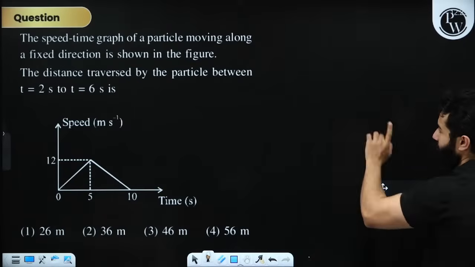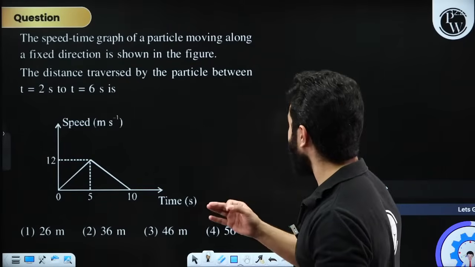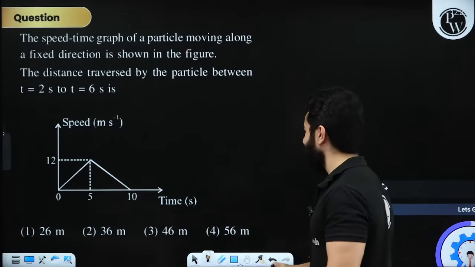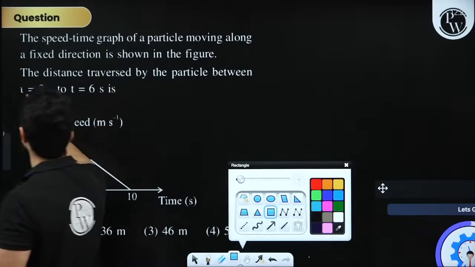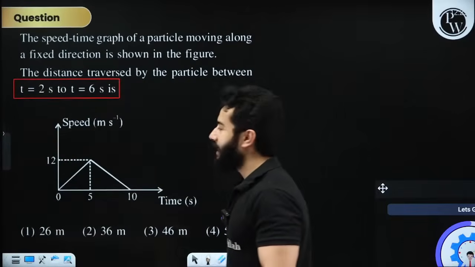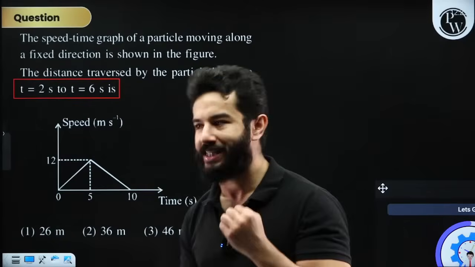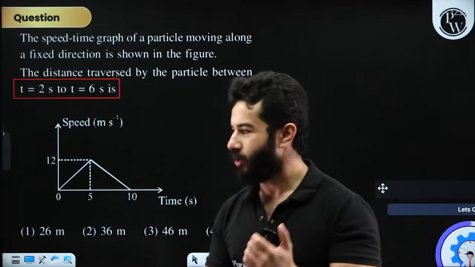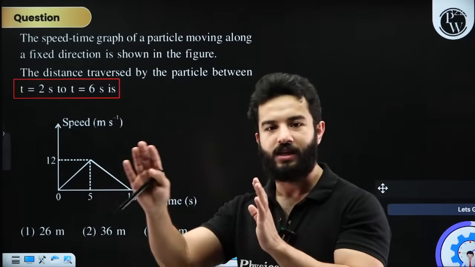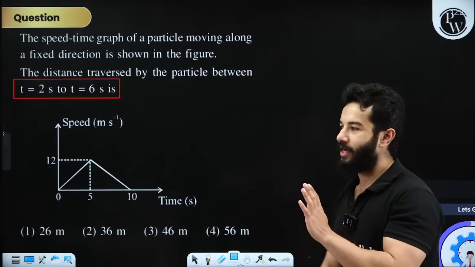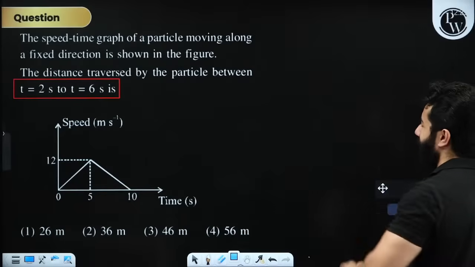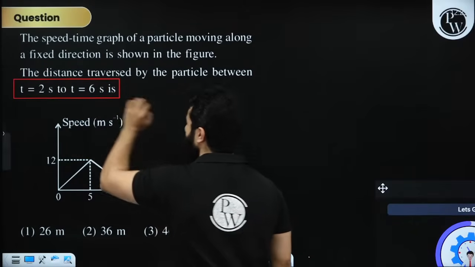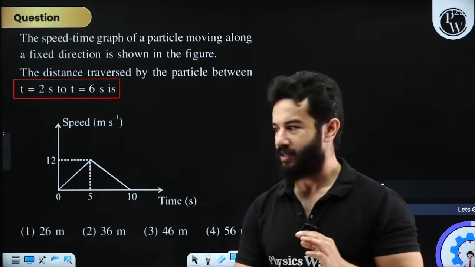Begin. In this question, they are saying the speed time graph of a particle moving along a fixed direction is shown in the figure. The distance traveled by the particle, kindly note what time interval they have given: t equals 2 seconds to t equals 6 seconds. Again, somebody is asking how to attend the poll. Simply write down your answer in the YouTube chat box. That's all. The speed time graph is given. You have to find out the distance traveled from t equals 2 seconds to t equals 6 seconds. This is what they are asking.